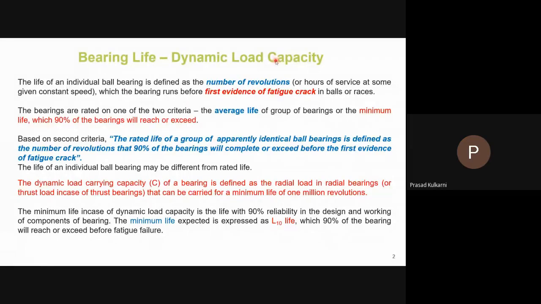Hello, sir. Bearing life, sir, and dynamic load capacity. Hello, sir, I have a doubt. Yeah. Sir, how is the rated life of any bearing decided?